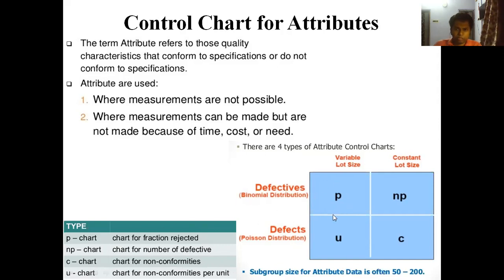And for P chart and NP chart, we actually use the binomial distribution, whereas for U chart and C chart, we use the Poisson distribution. Why do we use the binomial distribution for P chart and NP chart? Because just have a look at the characteristics of a binomial distribution.